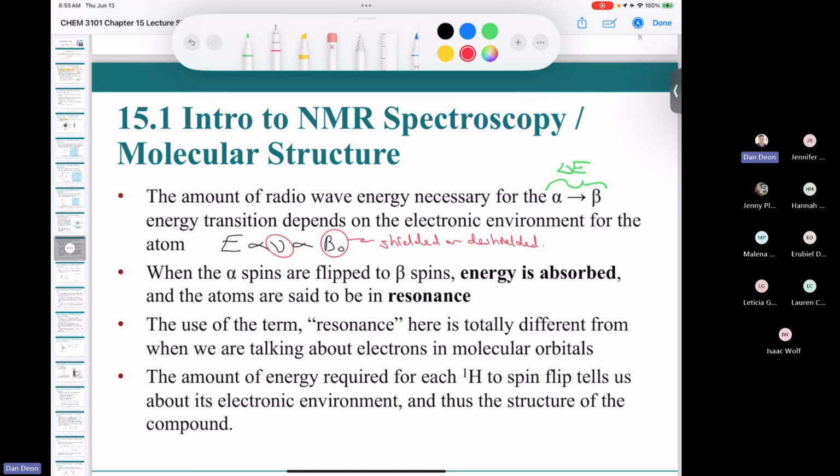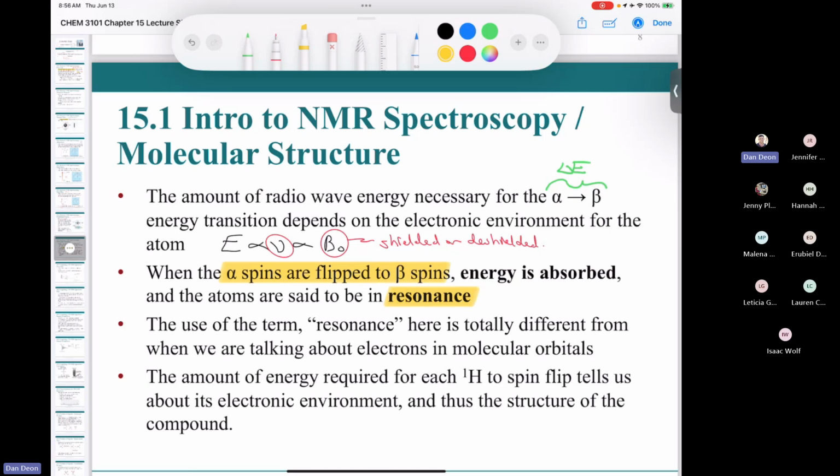So when the alpha spin states are flipped to beta spin states, energy gets absorbed. That's where the word resonance comes from. When it flips from the alpha spin state to the beta spin state, that's what resonance is. It has nothing to do with the resonance in chapter 2. We're talking about two completely different things. Resonance in chapter 2 doesn't apply to this chapter whatsoever. And it's the same word twice in the same subject, but it means two different things. What are the odds? Probably not good, but that's what it is.